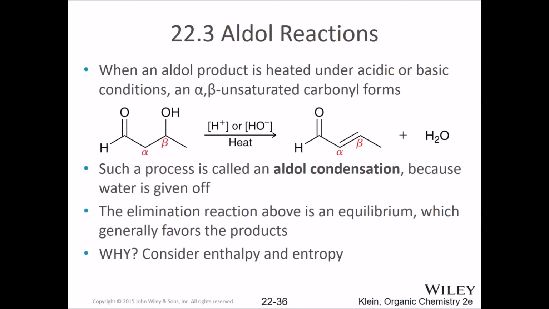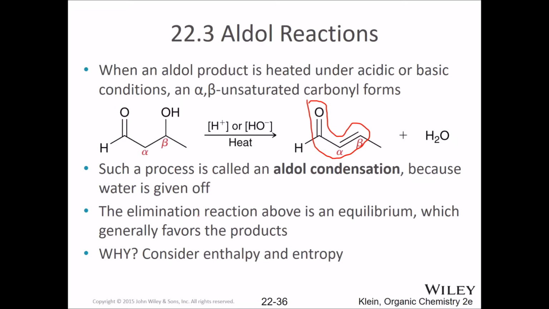When an aldol product is heated under acidic or basic conditions, an alpha-beta unsaturated carbonyl forms. This is called an aldol condensation because we're giving off water. All right, so we're condensing water out of it, and it turns out that this is going to be super common. And we've got now an interesting moiety here. Look at this little interesting motif. It's conjugated, right? You see that? So such a process is called an aldol condensation.